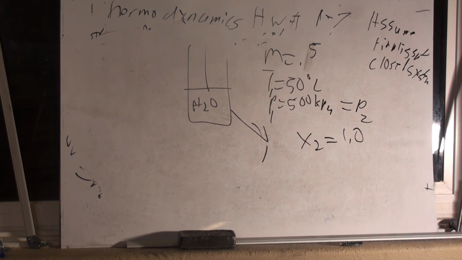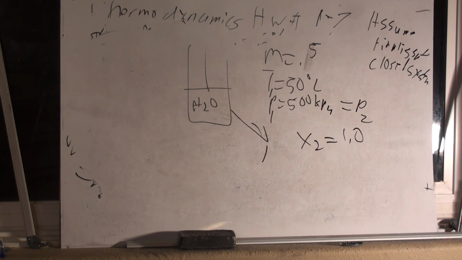What is the final temperature and volume? Well, the pressure's the same, and we know the quality is 1.0. That seems pretty straightforward. That sounds like a steam table problem, because we have initial properties and we want to know end properties. So all we need to do is say what is the final temperature and volume.